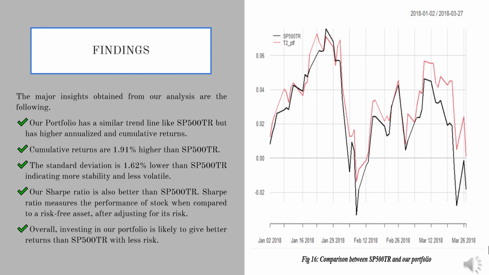The Sharpe ratio measures the performance of a stock when compared to a risk-free asset after adjusting for its risk. The best Sharpe ratio is 1 or higher. Even though our Sharpe ratio is not greater than 1, it is still better than SP500 TR, which is a negative value. Overall, I think our portfolio is likely to give better returns than SP500 TR with less risk.